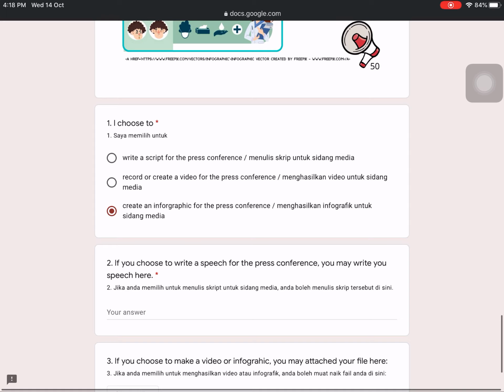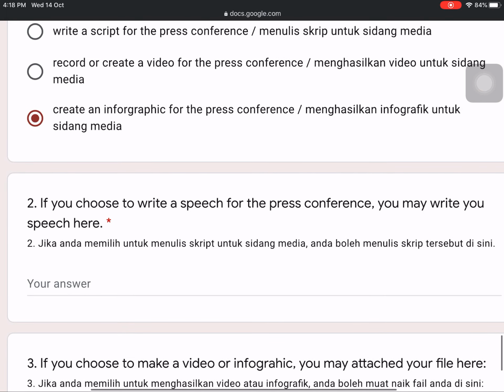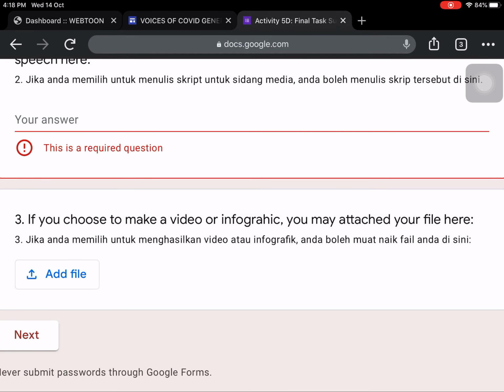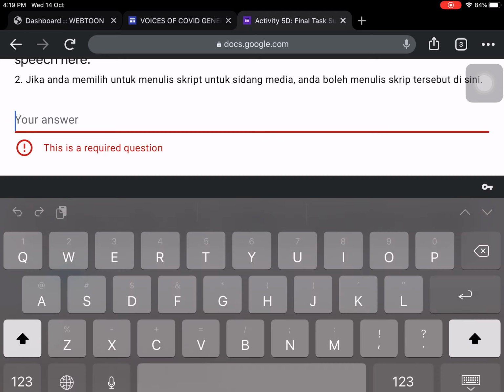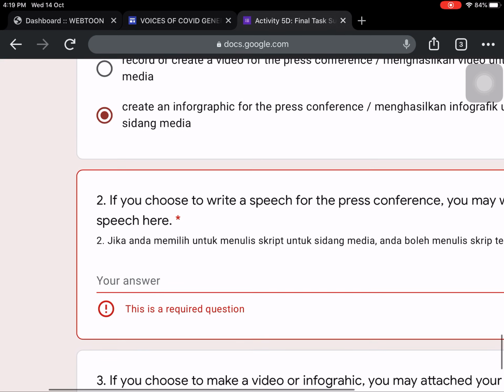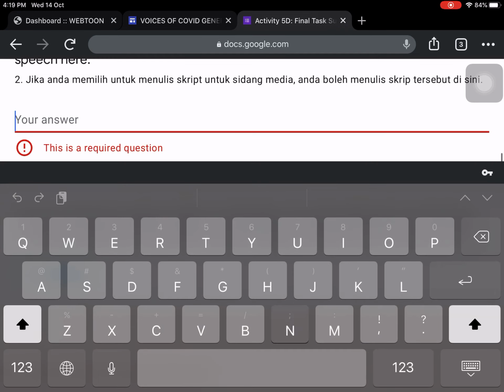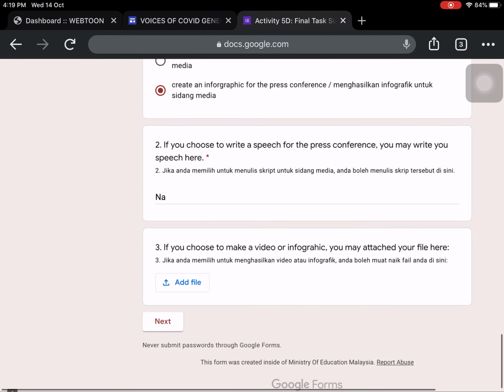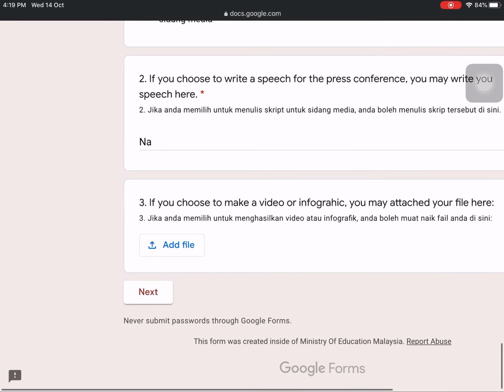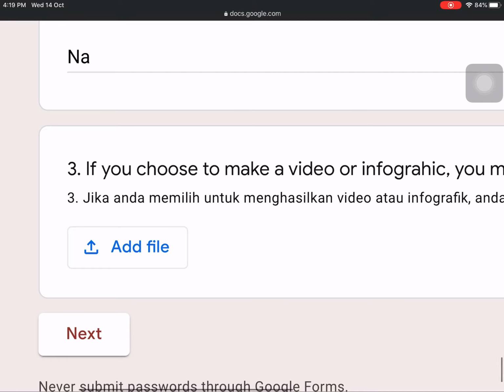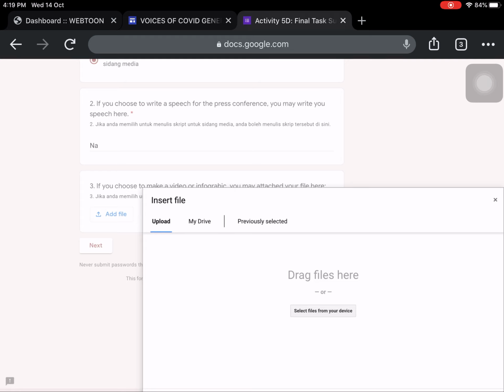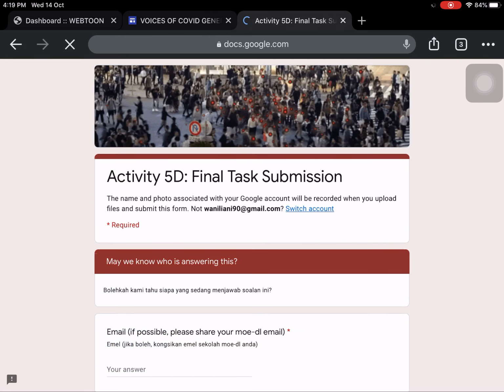So be creative first. If you choose to write a speech, you may write the speech here. Again, girls, I would recommend you to write in Microsoft Word so that you won't lose your long essay if the internet connection gets disconnected. Then you just copy paste it here. If you did not copy paste it here, just write NA, not applicable, because I think you need to write something here. If you have the video recorded or you have drawn a very interesting infographic, you add your file here. Very clear? Once you're done, click next.